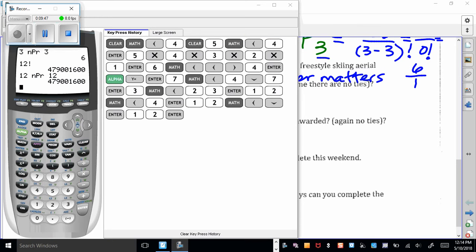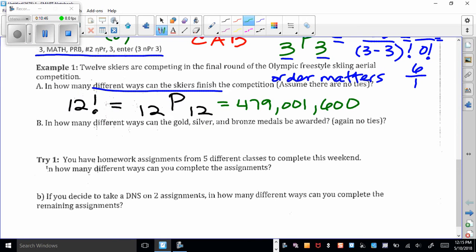So we typed that in our calculator, and notice it is the same. 12 factorial is this big number here, and this is 12p12 right there. So you can arrange 12 things, and that's why we use the shorthand 12p12. Again, that comes from the formula: 12 factorial divided by 0 factorial, which is just 12 factorial.